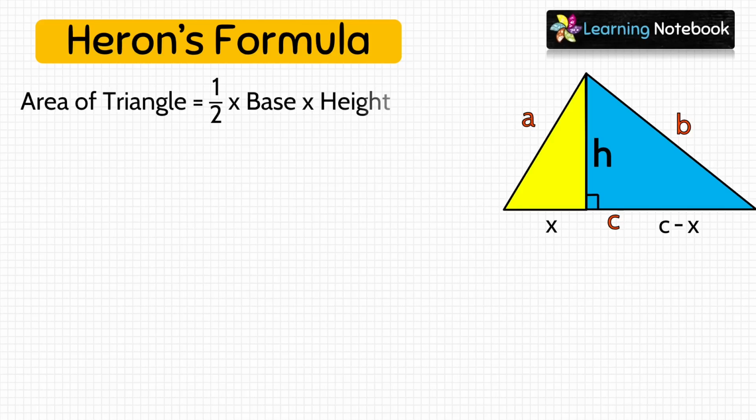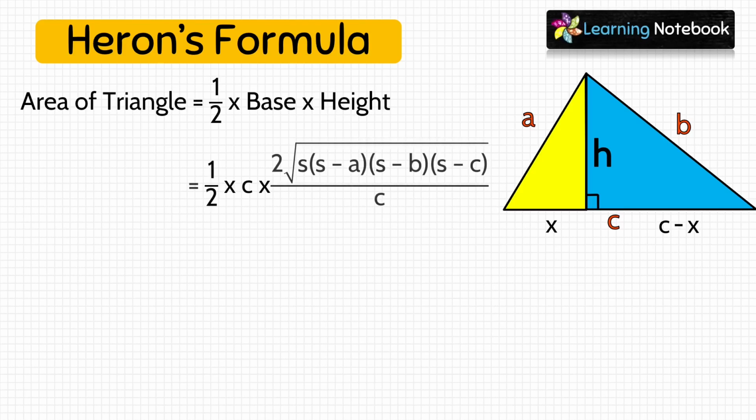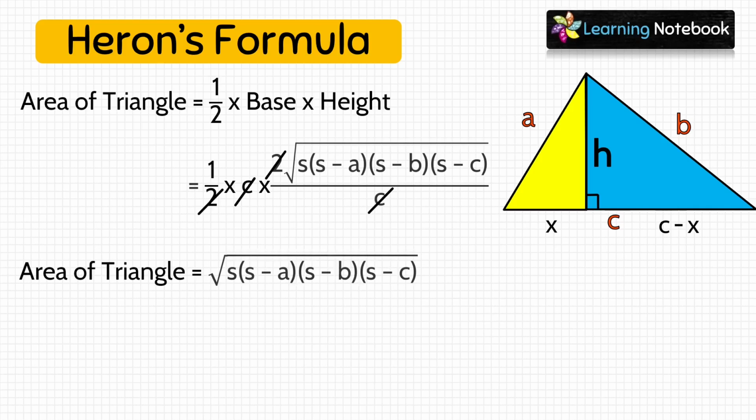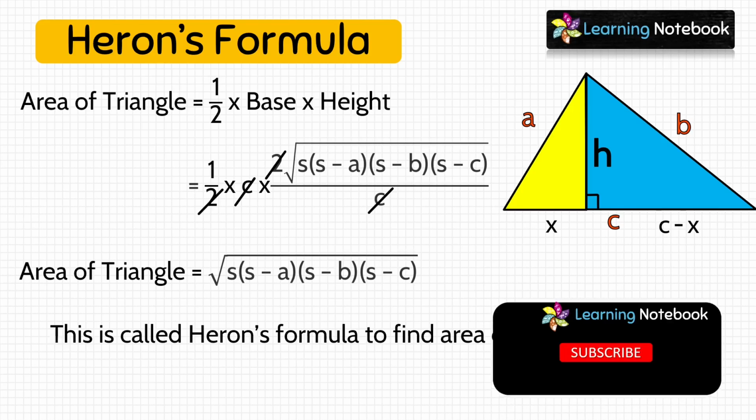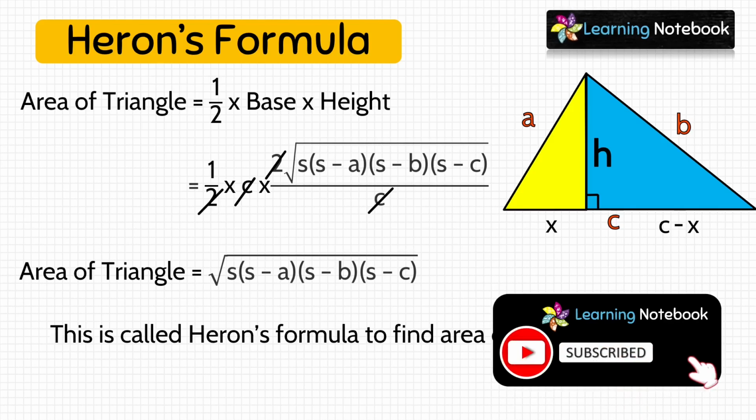So area of triangle equals half into base into height, and now we know the height. So let's substitute the value of h here and simplify. So we get area of triangle equals root of s into (s minus a) into (s minus b) into (s minus c). So students, this is called Heron's formula to find area of any triangle.